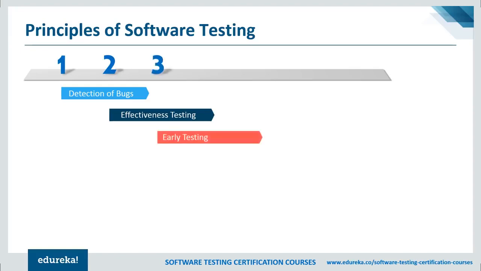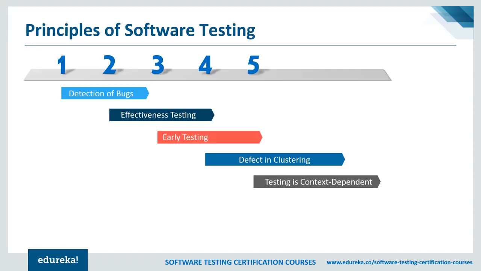And next, early testing. The earlier you begin to test your project or software, the better you will be able to utilize your existing time. Next, defect clustering. At the time of testing, you can observe that the majority of the defects or bugs that are reported are because of a small number of modules inside your software or system. Next, software testing is context dependent, and error-free or bug-free software is a myth.